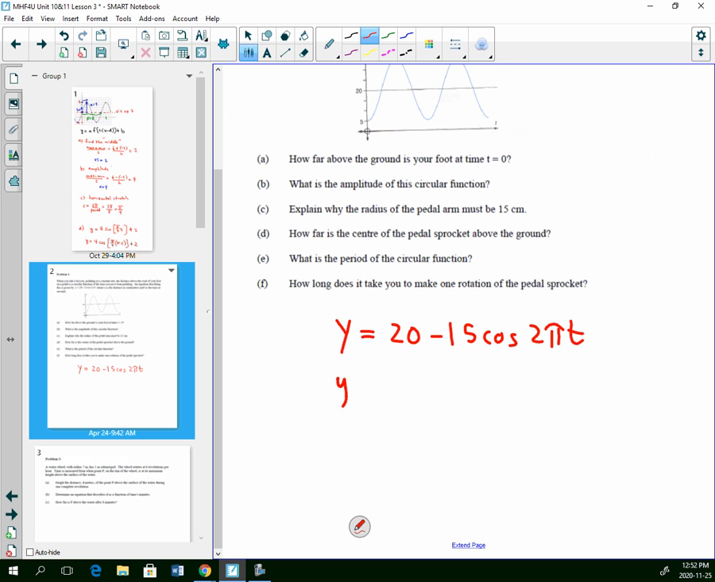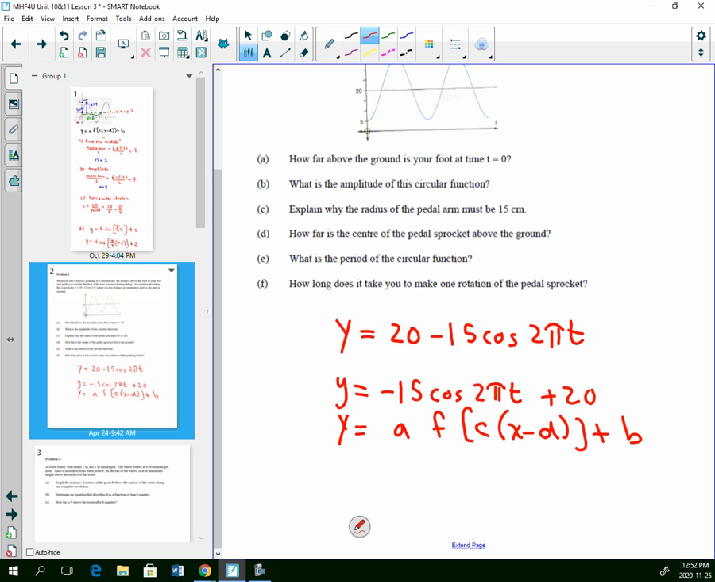So it's written like this. You could write it with the 20 at the end, right? If you want to keep it in the same form, A, F, C, minus, then the 20 is the vertical shift, right? So I'll just put that at the end just for convenience sake.